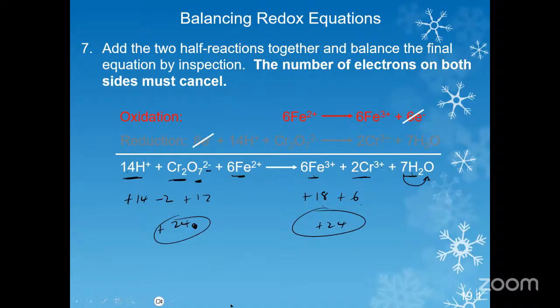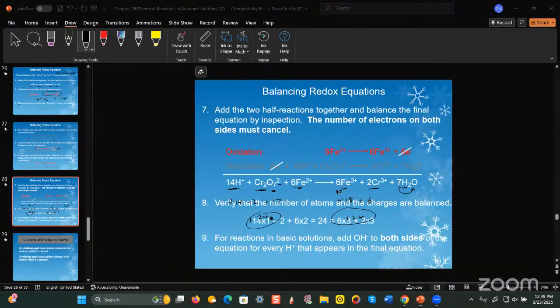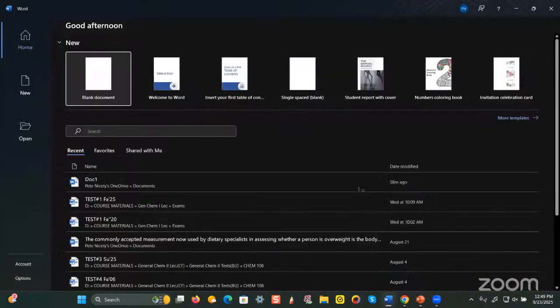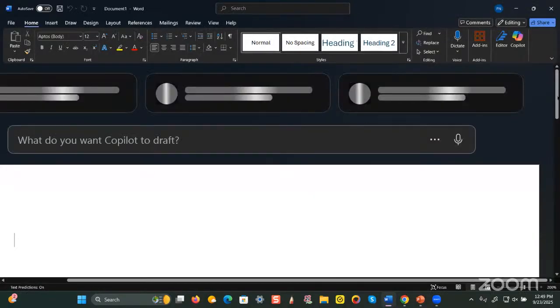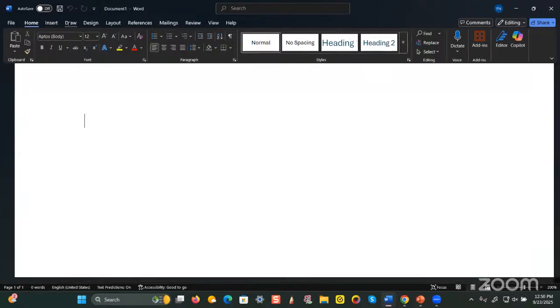Okay, what I'm going to do is a couple more examples. So let me get out of this here and go to Word. And I'm just going to make up an example. I don't even know what the answer is going to be, but I think it's important that you understand the process.